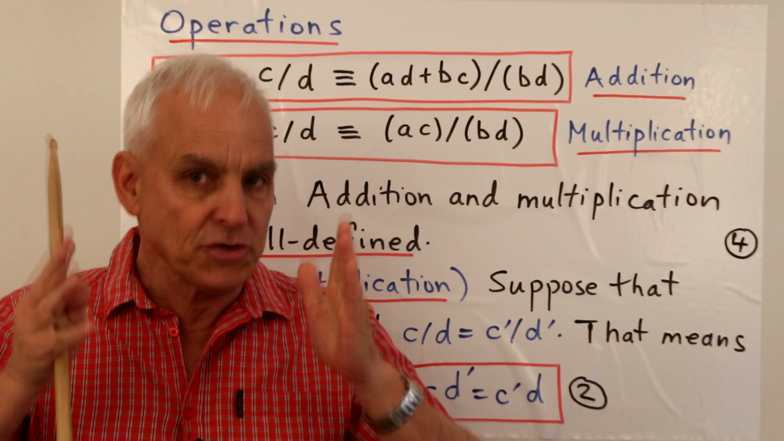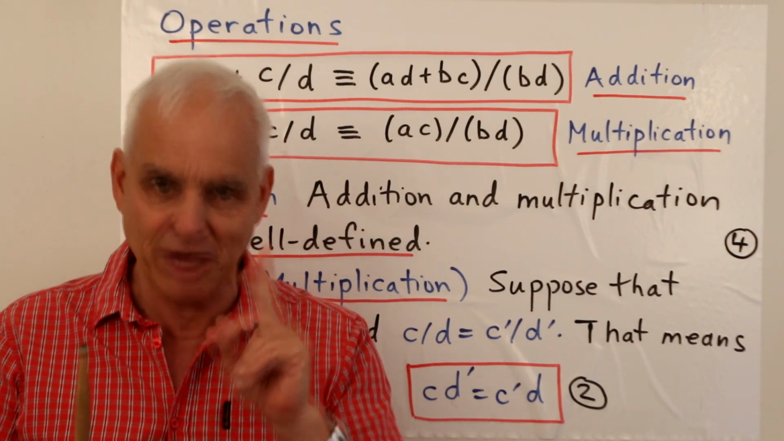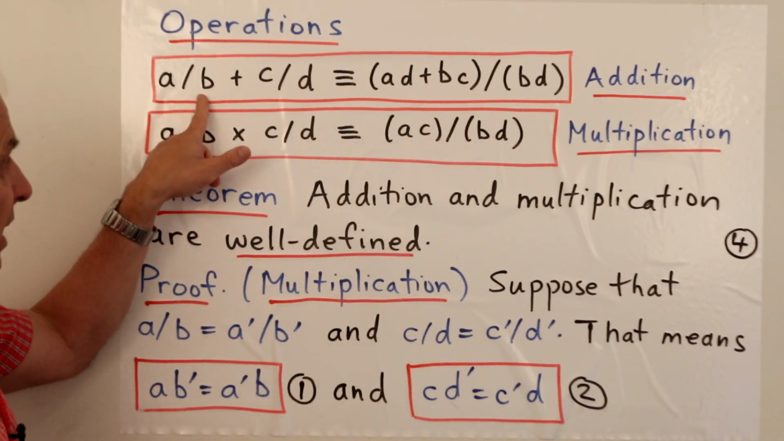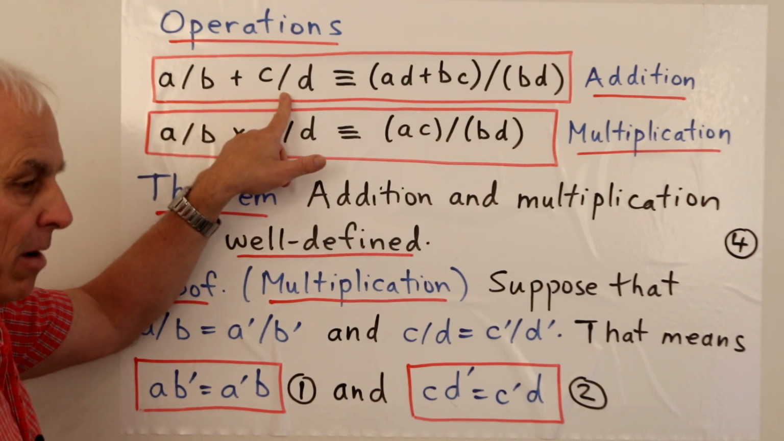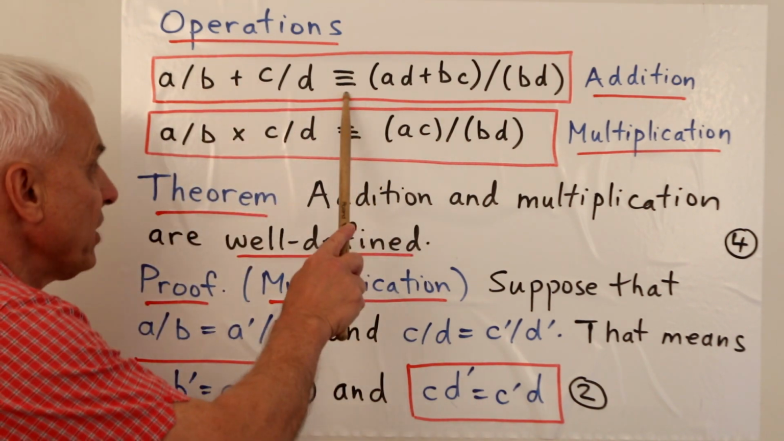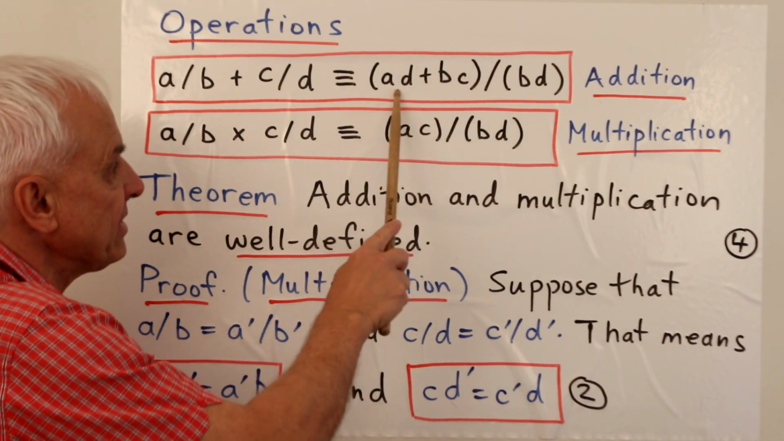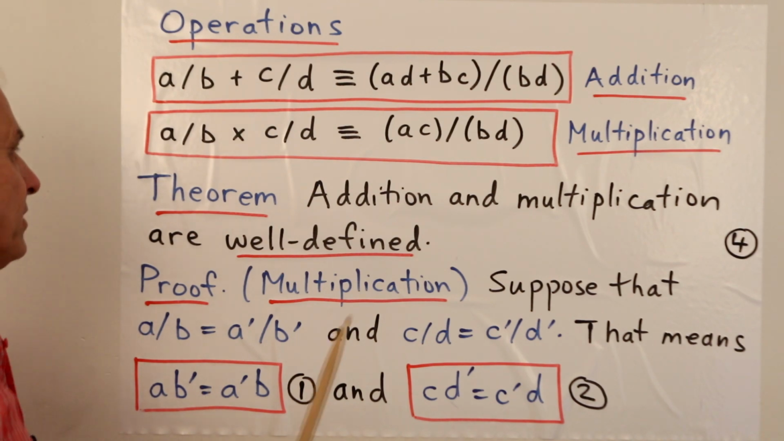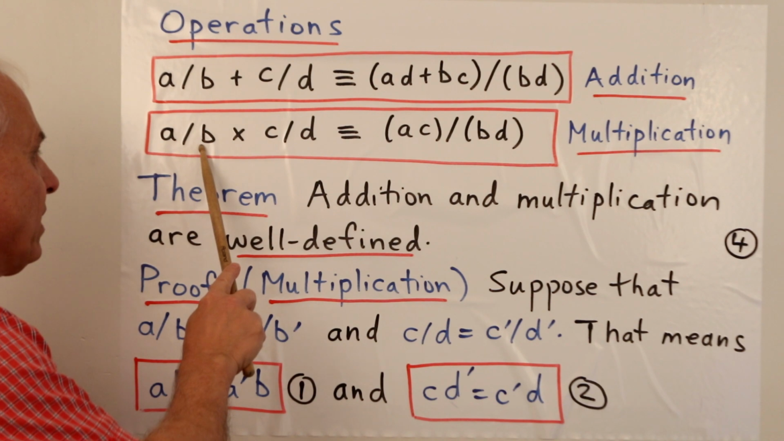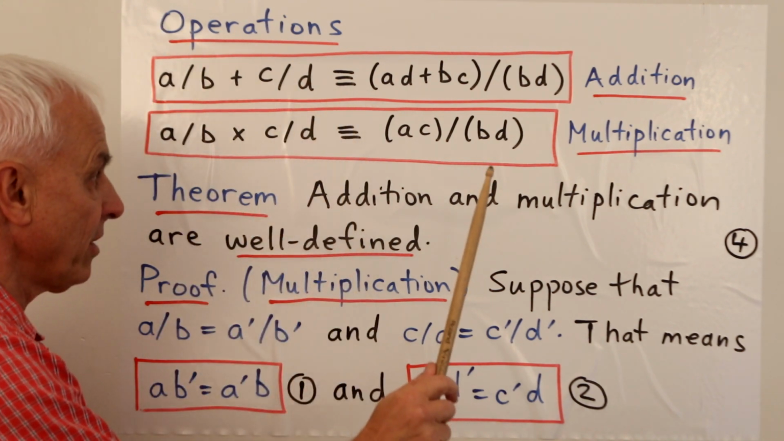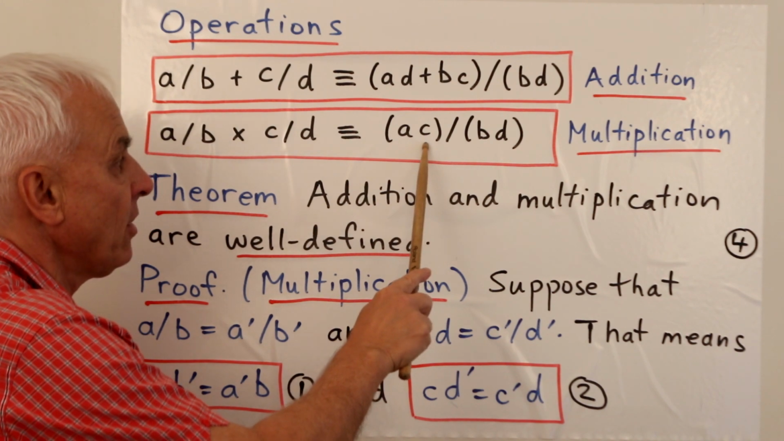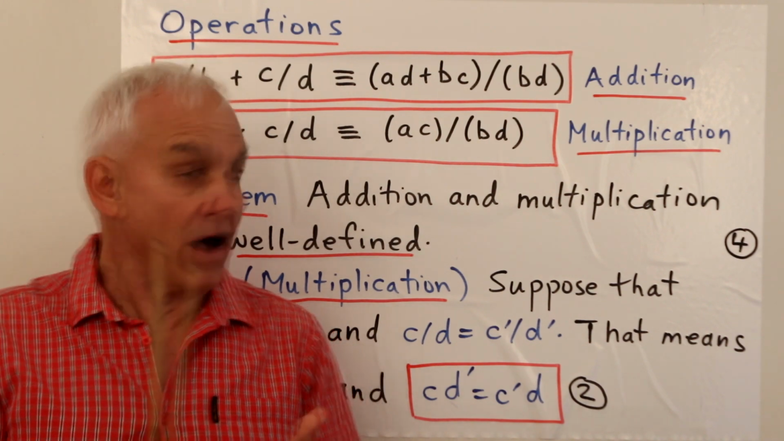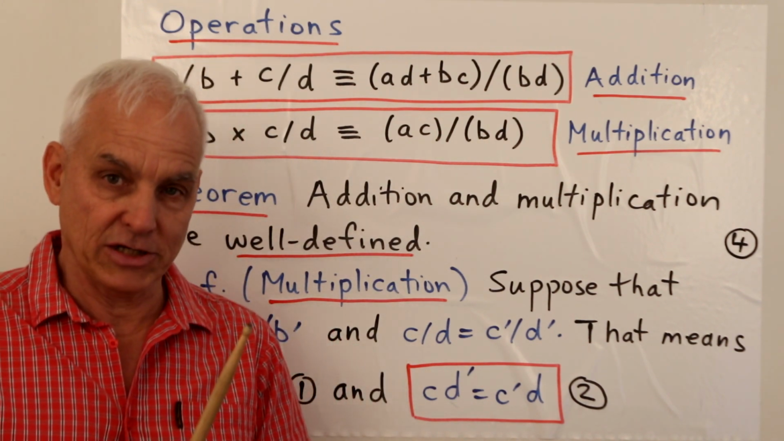All right, now let's introduce the primary operations on fractions, which are addition and multiplication. Okay, so here's the definition of addition. If you have a over b and c over d, here's the sum, a over b plus c over d. It's by definition (ad plus bc) over bd. And the product of those two numbers, a over b times c over d, is, by definition, the fraction ac over bd. So this is how we're going to define addition and multiplication for fractions.